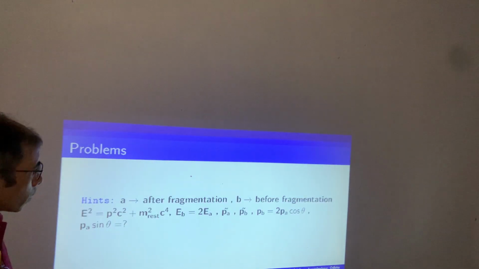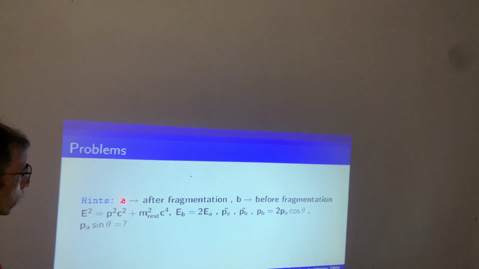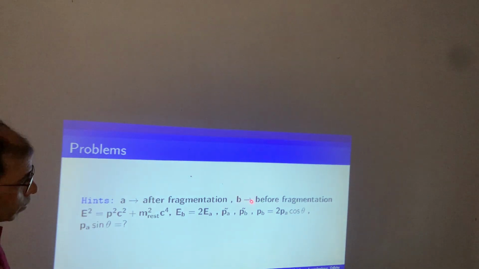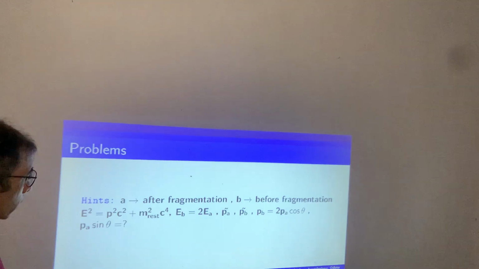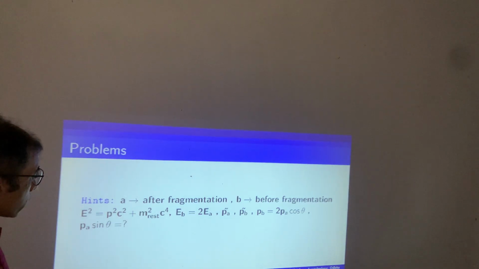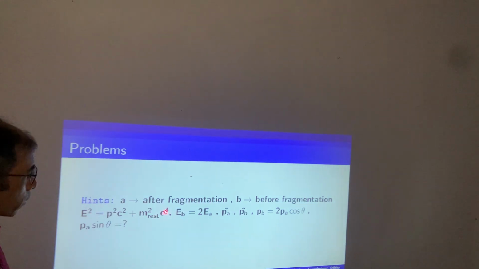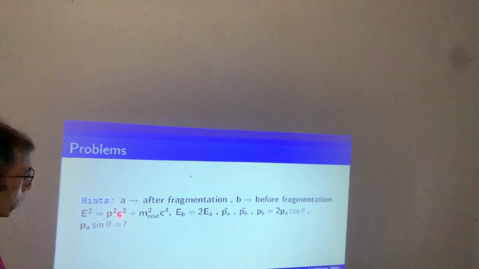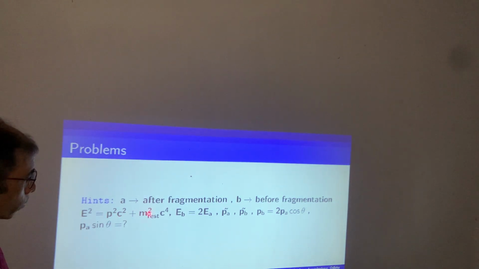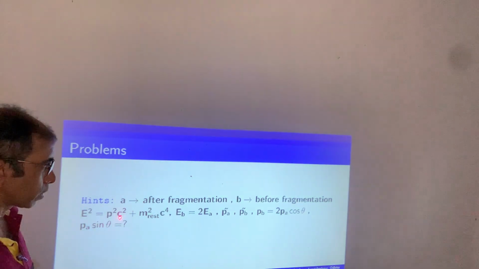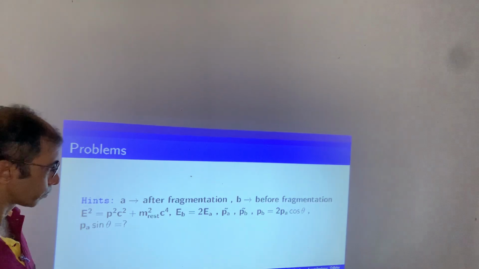How do we do it? Here we have used A for after fragmentation and B for before fragmentation. So we will use two relations. One is the total energy relation: E square is equal to P square C square plus M square C to the fourth. This is the relation we will use, only this relation. That's it. And conservation of momentum.